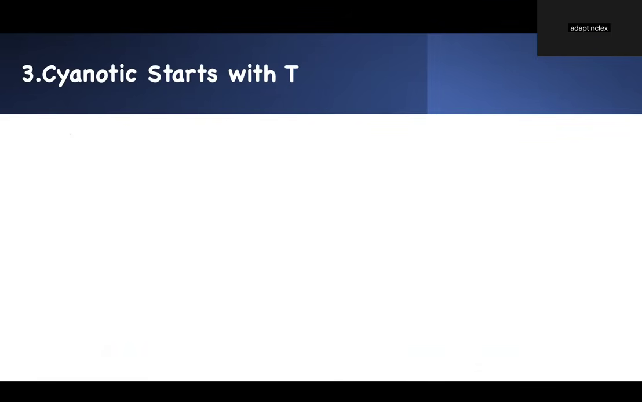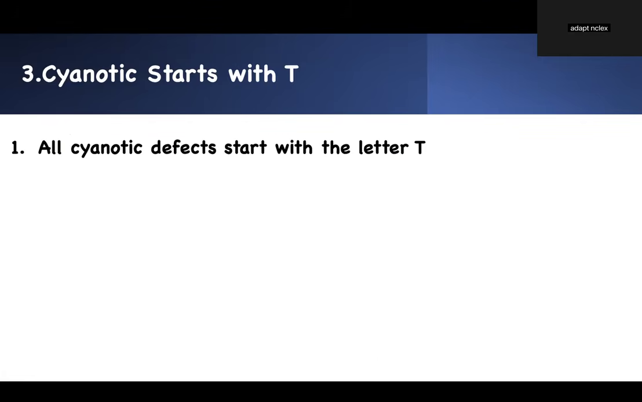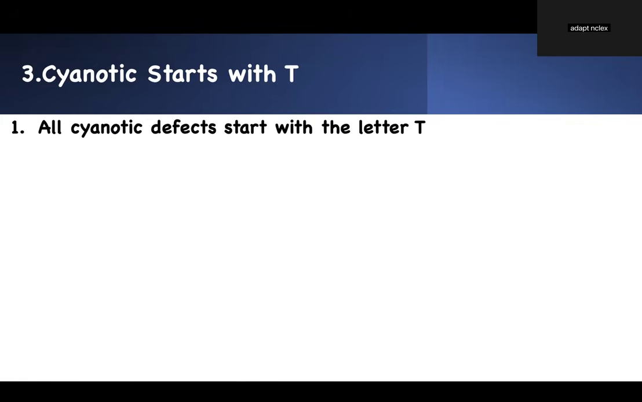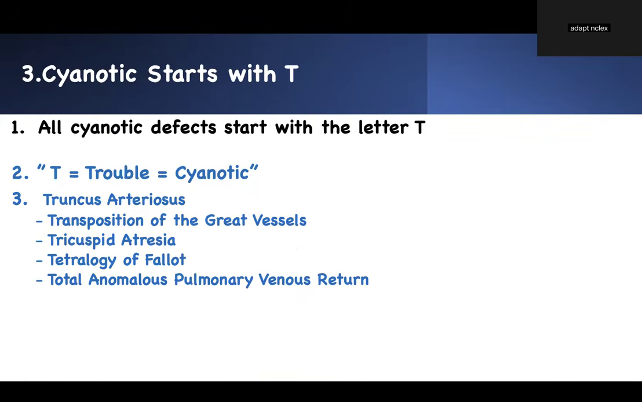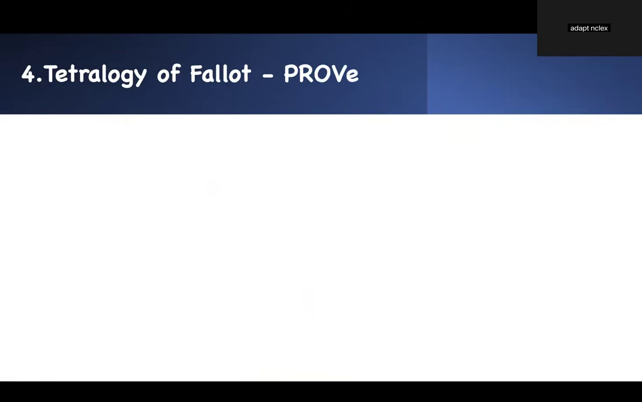Now, I'm coming back to re-emphasize that cyanotic usually starts with T. That's the third mnemonic. Therefore, all cyanotic defects start with the letter T. And therefore, we call them T is terrible for cyanosis. That's the keyword. What are those? We've seen them. Truncus arteriosus, transposition of great vessels, tricuspid atresia, tetralogy of Fallot, total anomalous pulmonary venous return.